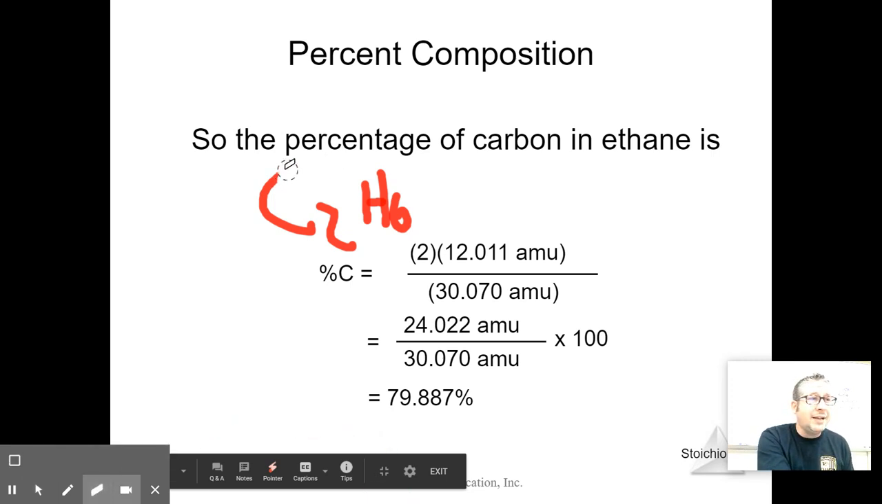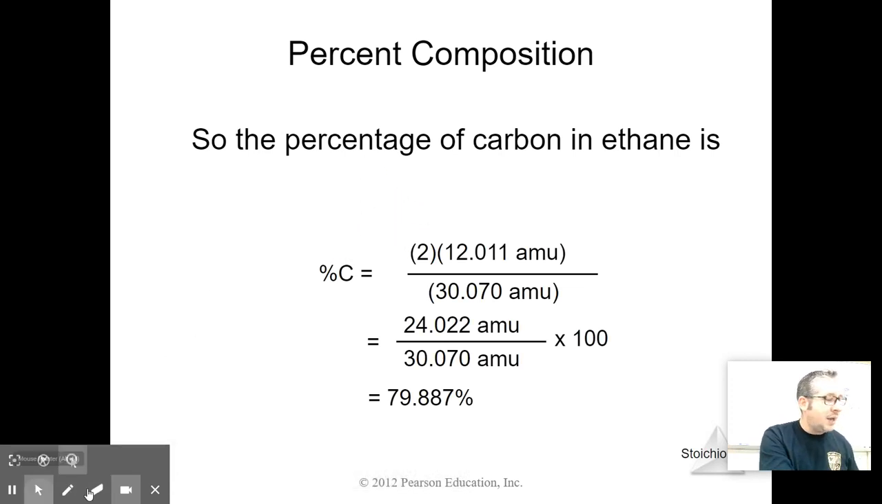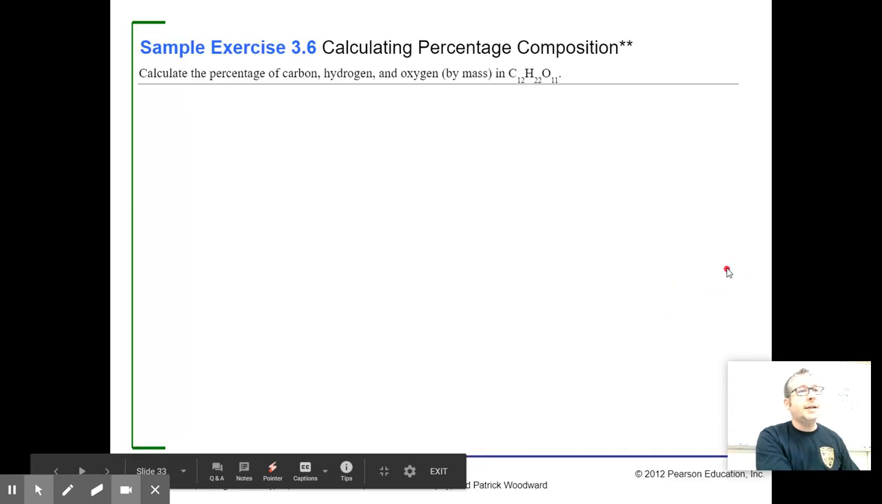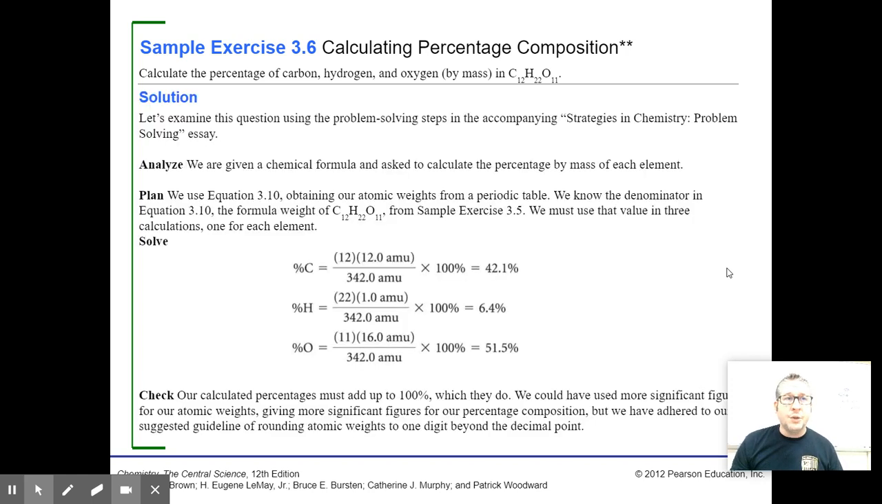As you probably guessed, we are getting ready to do a couple of practice questions. Let me get my arrow back here and let's get into calculating the percent of carbon, hydrogen, and oxygen in the compound C12H22O11, which we just saw was sucrose. We can backtrack a little bit and use the already calculated formula weight that we saw a few slides ago for sucrose.